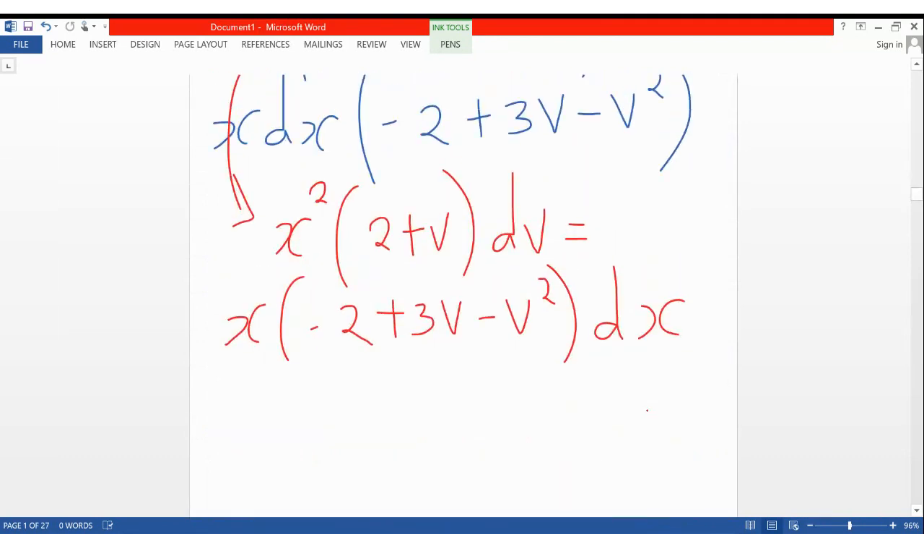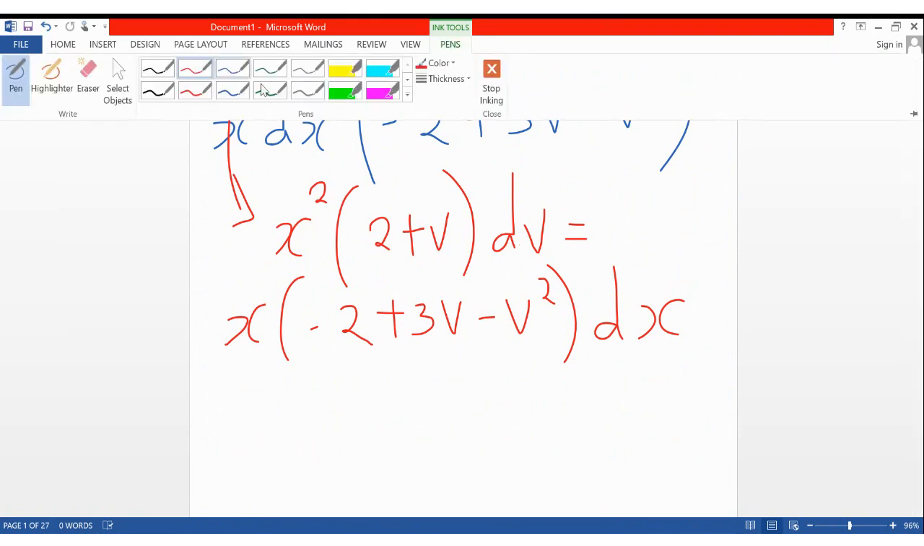That's what I'm getting. This one. So I do the separation of variables for this one. I bring the dv on one side. Already I have the 2v, 2 plus v will remain there. So I'll bring the x to the other side. So this is what I'll be getting if I do the separation of variables.